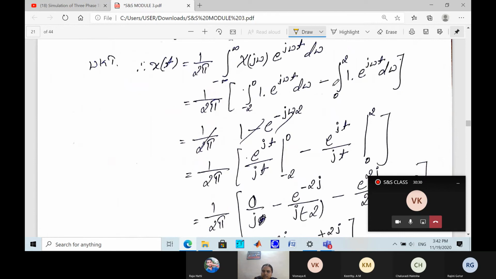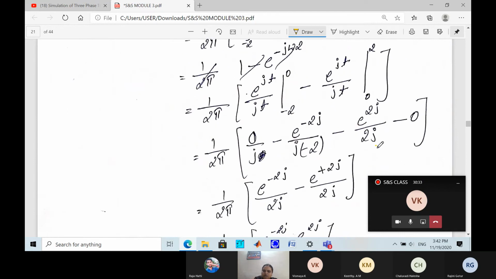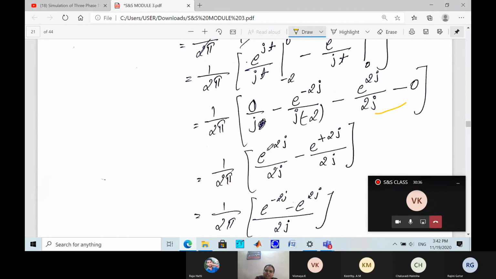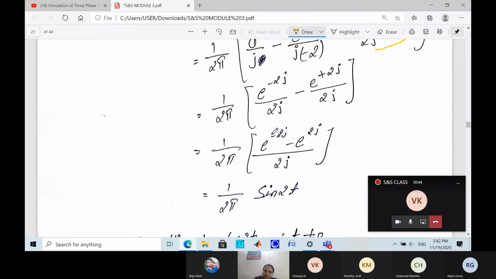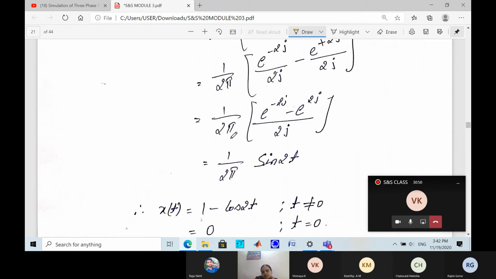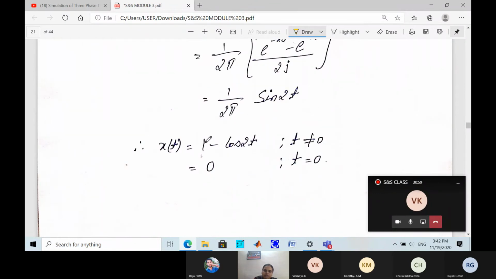Then go on doing the integration. I hope you can do this. Then you will get 1 divided by 2 pi, e raised to minus 2j divided by 2j minus e raised to plus 2j divided by 2j. If I simplify this, you get e raised to minus 2j minus e raised to 2j. Then you get 1 divided by 2 pi sine 2t. Therefore x of t is 1 by 2 pi (1 minus cos 2t) when t is not equal to 0. When t is equal to 0, sine 0 is 0 only.